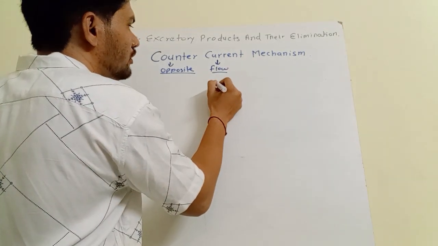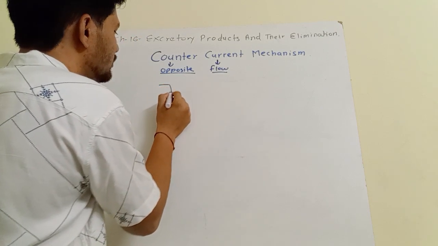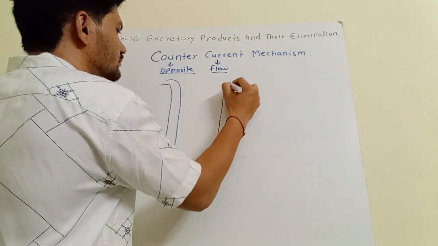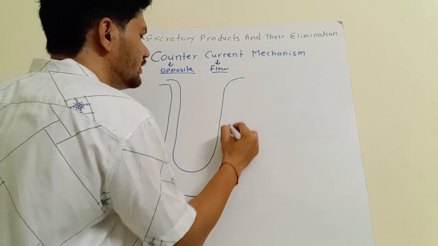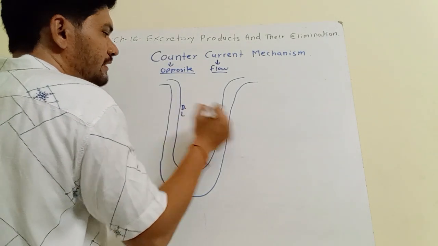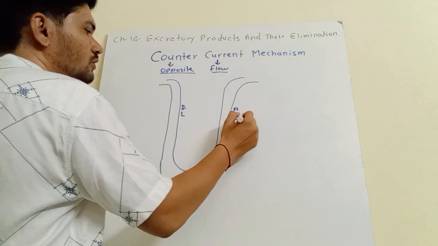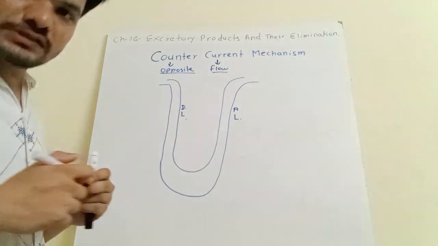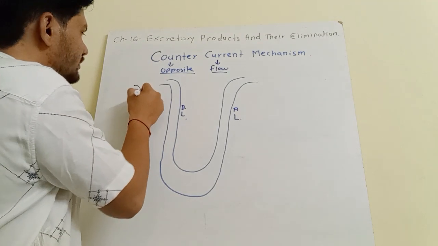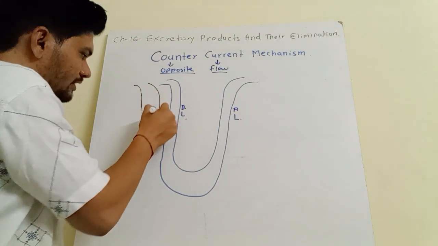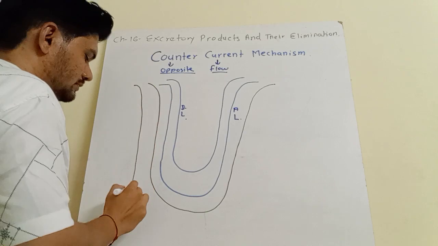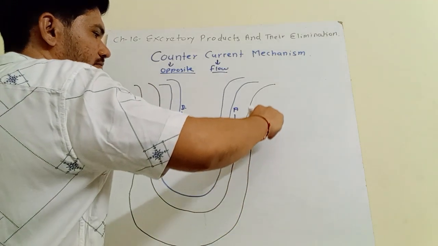First of all, let me draw a loop of Henle for you. This is the loop of Henle of the nephron. We all know this is the descending limb, DL. This is the ascending limb of the loop of Henle. For convenience, I am drawing the loop of Henle in blue color, and parallel to it, I am drawing a blood vessel which runs along with the loop of Henle, and that is called the vasa recta, in black color, like this.